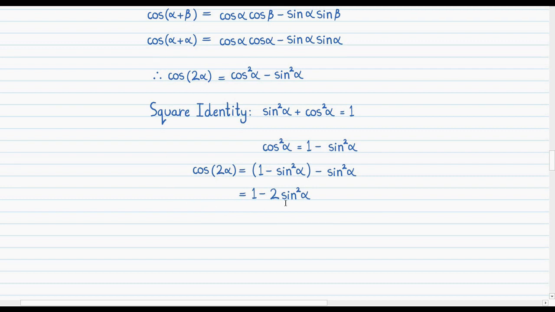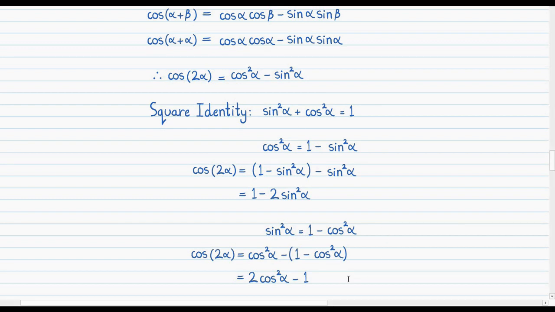Then another possibility is if you rearrange this equation to make sine squared alpha the subject, which would just give sine squared alpha equals 1 minus cos squared alpha. And you just sub this into this equation to give cos squared alpha minus (1 minus cos squared alpha), which finally comes down to 2 cos squared alpha minus 1. And that's the third form of the double angle identity for cos.